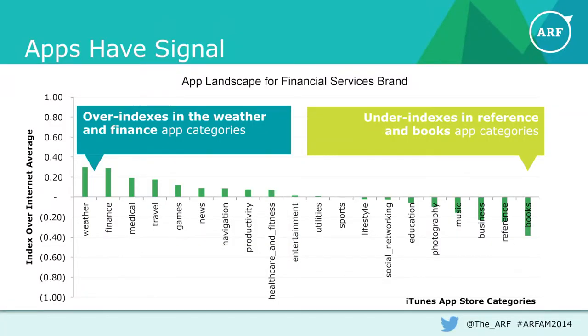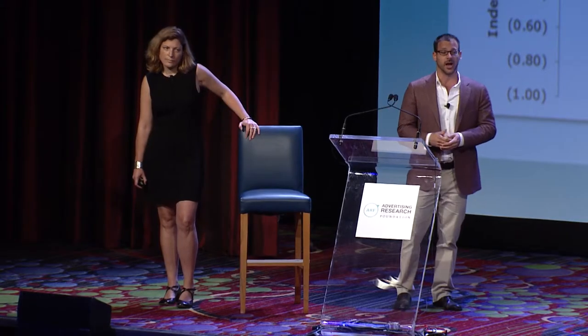So one of the things that we did, we wanted to see that apps really do have signals. And so we looked at certain different types of marketers and brands. For example, in this case, we looked at apps that users of a financial services brand use. And we saw that indeed, there are certain apps that over-indexed in comparison to the general population and certain apps that under-indexed compared to the general population for users of that brand. In this example, you see that the users of the financial app tended to use more of the weather and finance apps than most people do, and under-indexed on things like books and reference applications. So we saw that there is signal here for certain brands.